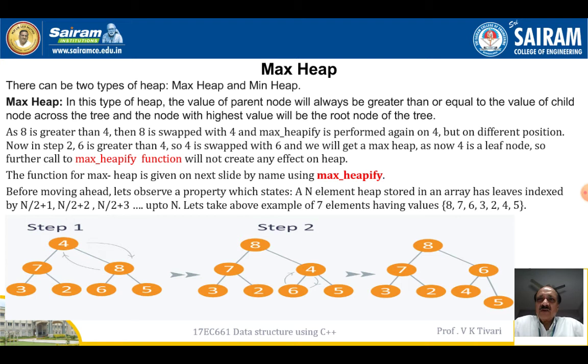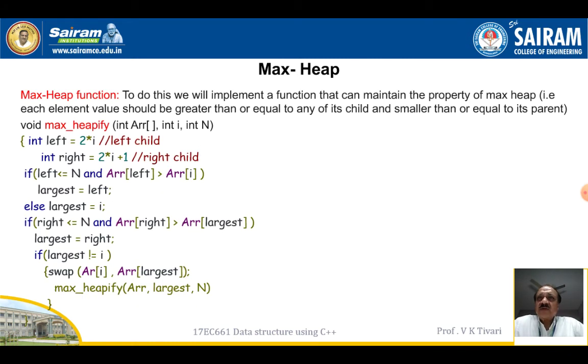Before moving ahead, let's observe a property which states that for an element stored in an array, the leaves are indexed by n divided by 2 plus 1, n divided by 2 plus 2, and so on up to n. Let's take an example of 7 elements having values 8, 7, 6, 3, 2, 4, 5, which is clearly mentioned in step 1, step 2, and finally we are getting the maximum heap structure.